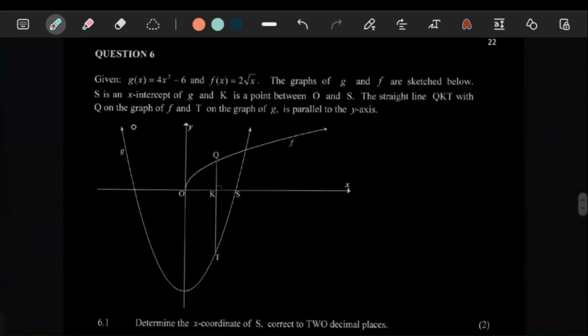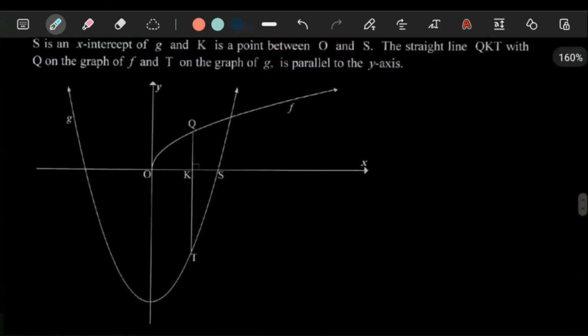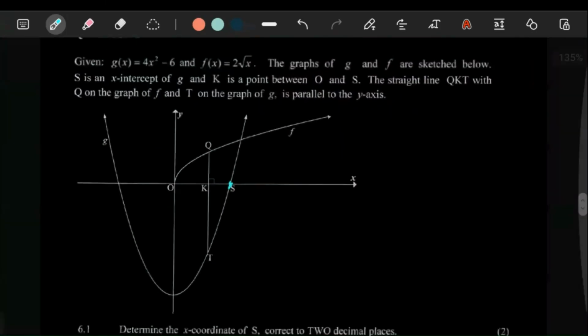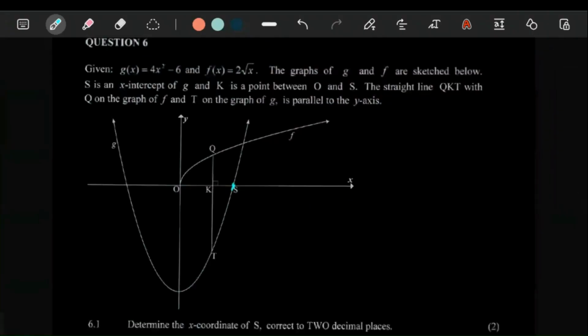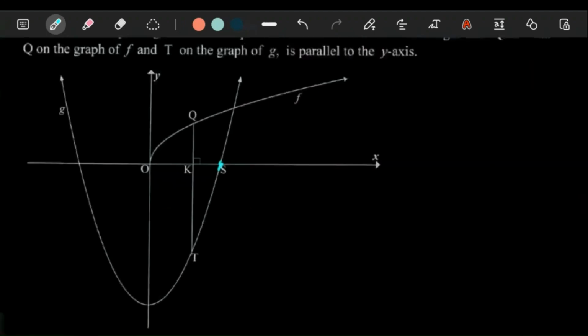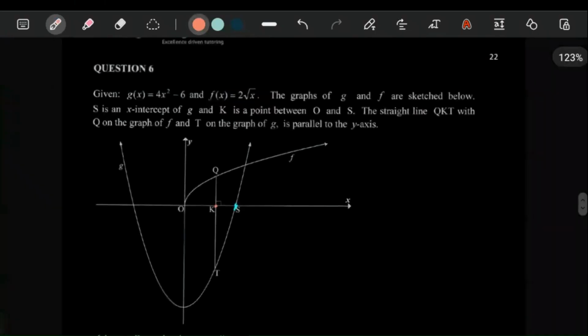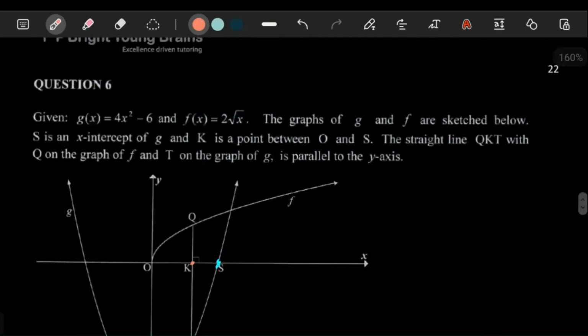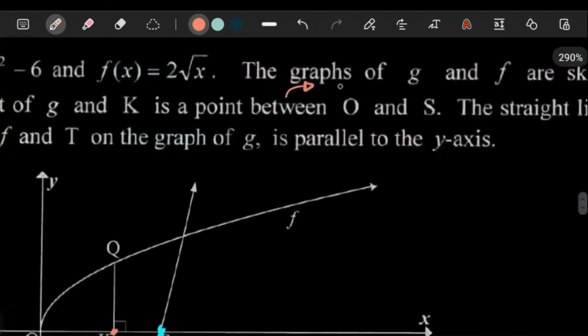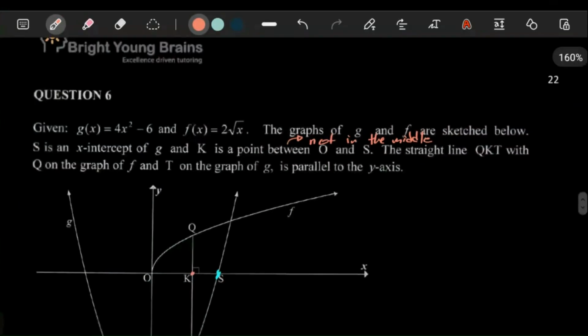Then it says here, S is an x-intercept of g. So let's take note of that. This is S there. And then they said K is a point between O and S. So K, remember, they don't mean in the middle. So don't get it confused. Between does not mean in the middle. Between just means somewhere along the line between O and S. It could be in the middle coincidentally, but that's not the case.